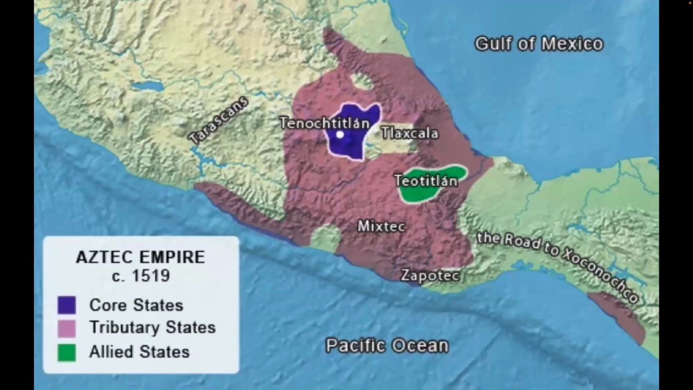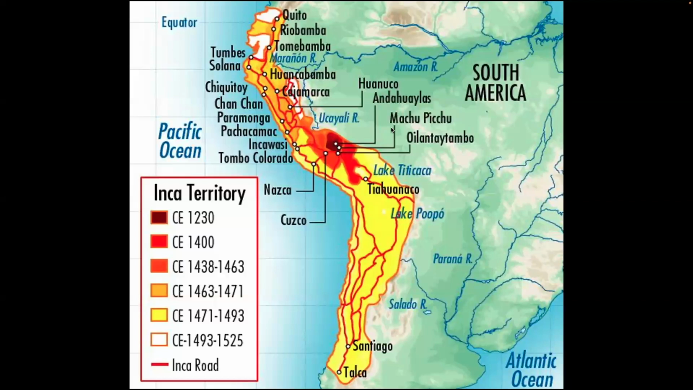So they will play a pivotal role when it comes to colonizing the Americas because they will end up helping the Spaniards against their enemy, the Mexica, the Aztec Empire. So they were not always working together. Let's move on. This is another graphic of the Incan Empire.